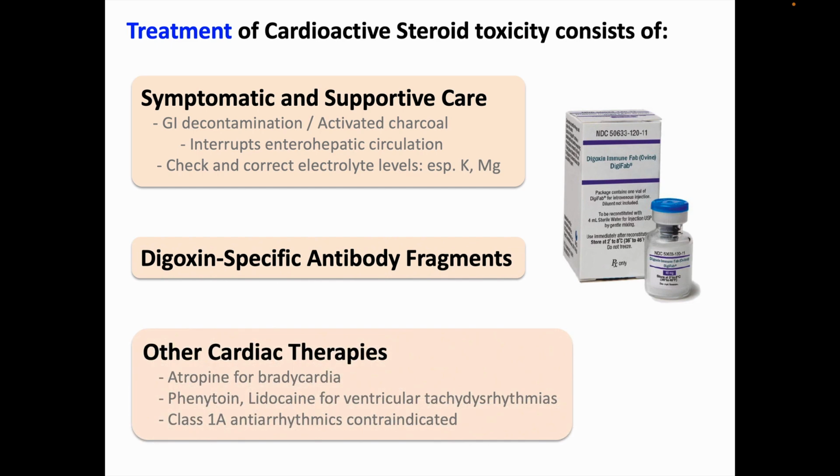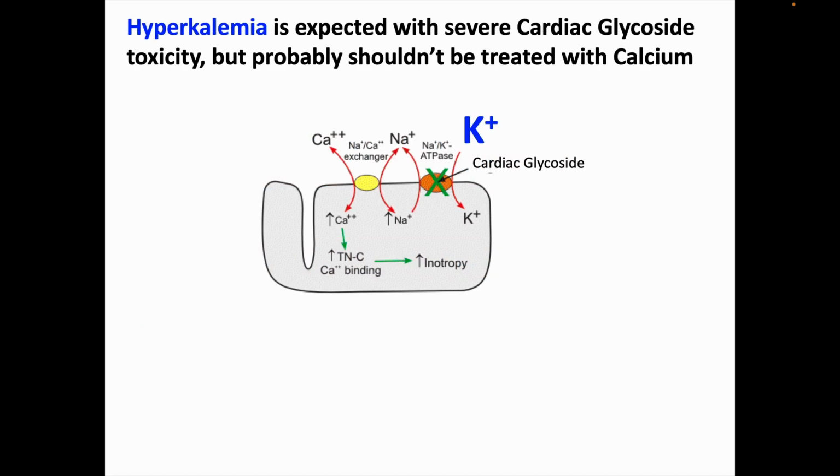Other cardiac therapies include atropine for those patients with significant bradycardia, and phenytoin or lidocaine for those with ventricular tachydysrhythmias, whereas class 1A antiarrhythmics are contraindicated. An important consideration is the potassium level. We'd expect to see hyperkalemia with severe acute cardiac glycoside toxicity because we're preventing potassium being pumped from the extracellular fluid into the cells. In fact, hyperkalemia correlates pretty well with prognosis.